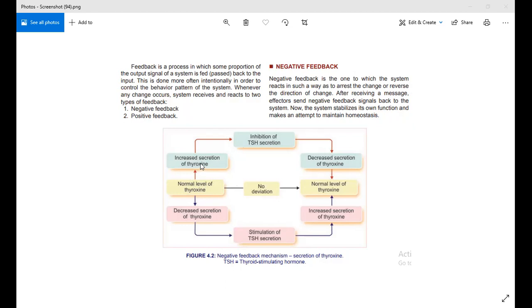Now, once there is an increase in secretion, something would have led to this increase in secretion, okay? Something would have led to it. Maybe the person was in a cold place, cold weather, or in winter, and the person needs to regulate his body temperature. So there's an increase in secretion of thyroxine. Now, I told you before that for the thyroid gland to secrete thyroxine, it must be stimulated first by another hormone called the thyroid stimulating hormone.